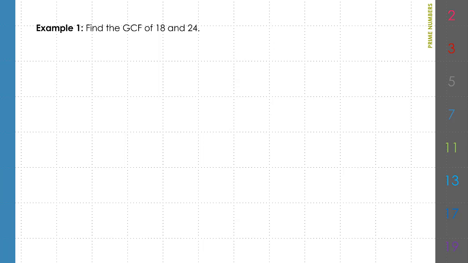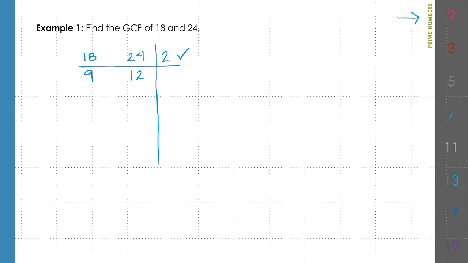Okay, to find the greatest common factor of 18 and 24, we are going to do prime factorization. We write 18 and 24 in a table, and we start by factoring using the smallest prime number, which is number 2. 18 over 2 gives us 9, and 24 over 2 is 12. Now, whenever I have a number that divides both of the numbers, I am going to write a check mark on the right side to mark it.